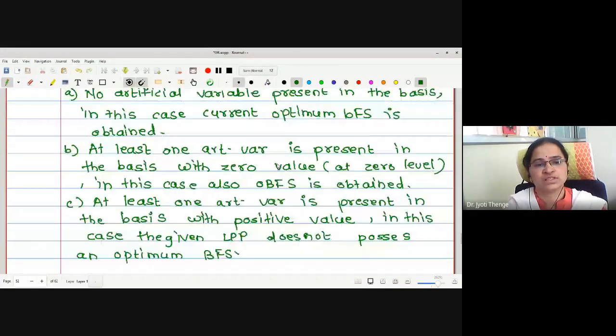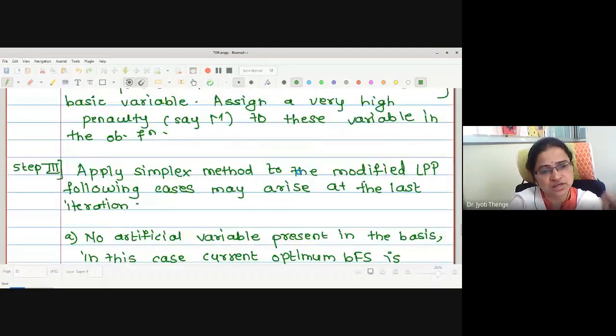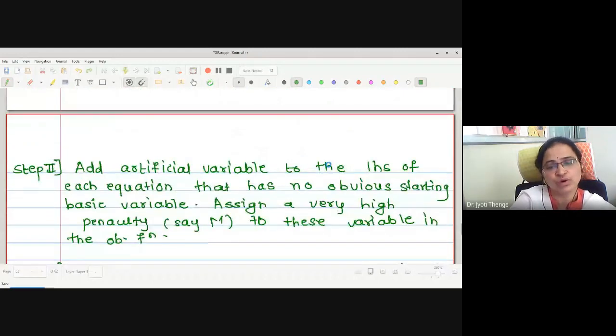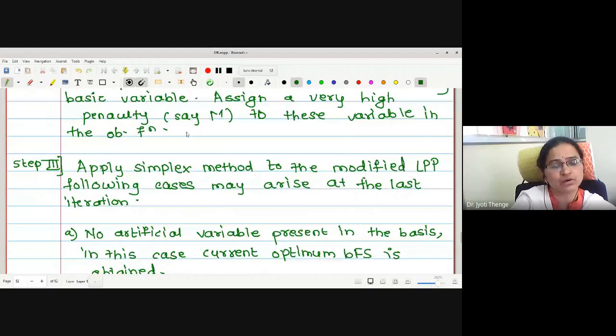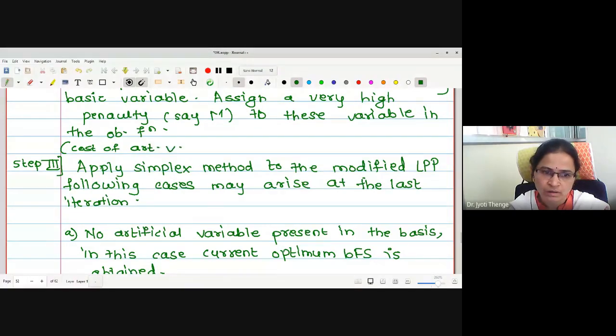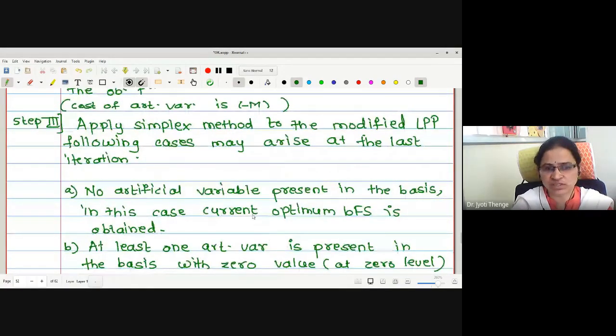Therefore, this is the methodology actually. If we look at the method, it's very easy. Just the simplex method we have to follow. The only change is whenever necessary we have to add an artificial variable, and the high penalty cost should be given as minus M. Cost of artificial variable is minus M. Cost means coefficient in the objective function. This should be minus M. Then one of the three possibilities occurs.